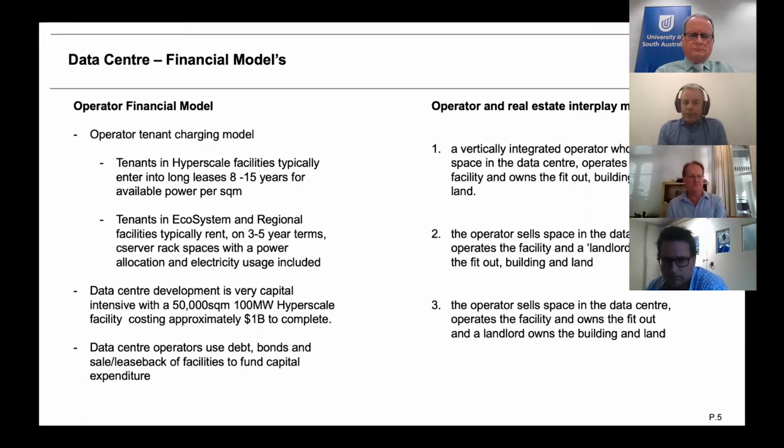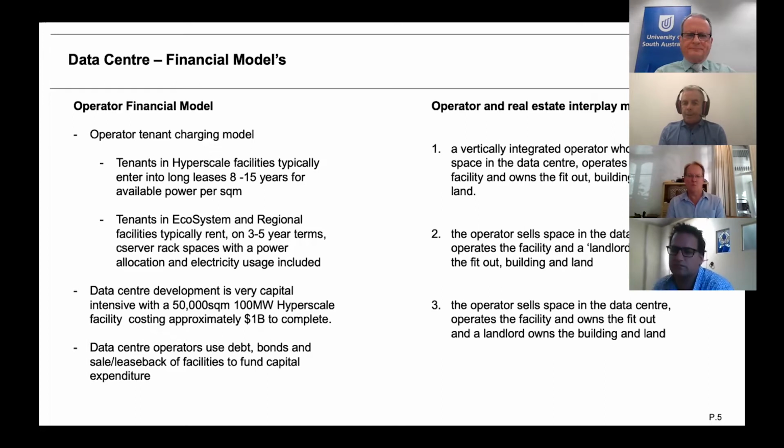Because of this, data center operators are massively addicted to debt. They use bonds, they do sale leasebacks of the facilities to free up balance sheet and fund their capital expenditure. And occasionally you actually have slightly different models which are on the right. So sometimes the operator will own it all. So they'll operate the data center, they'll sell space into it, and they'll own the fit out and the concrete of the building and the land.